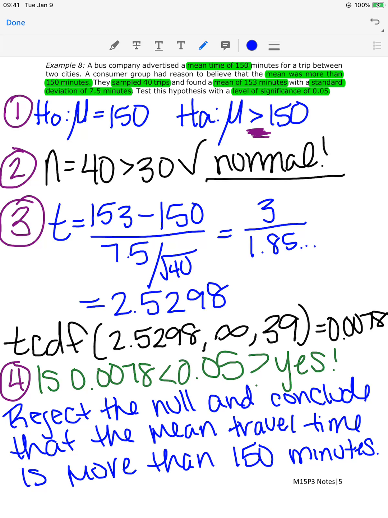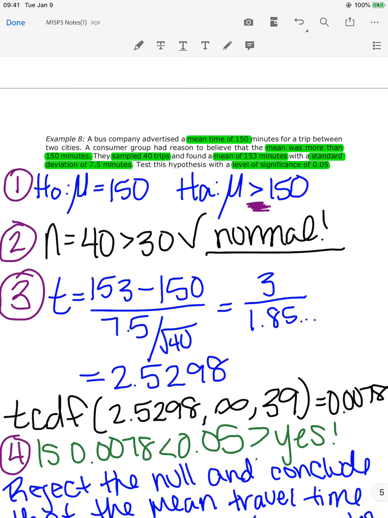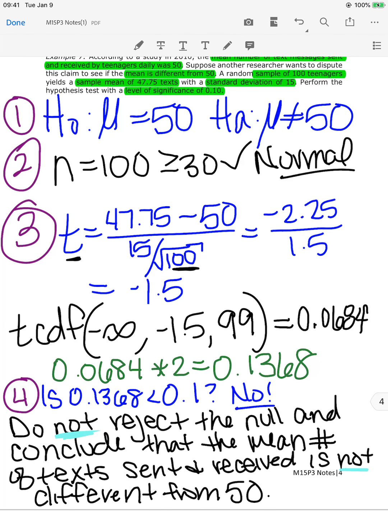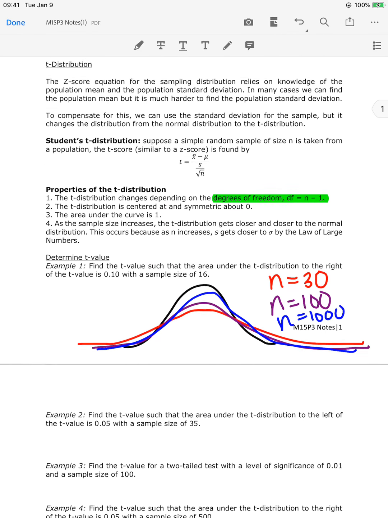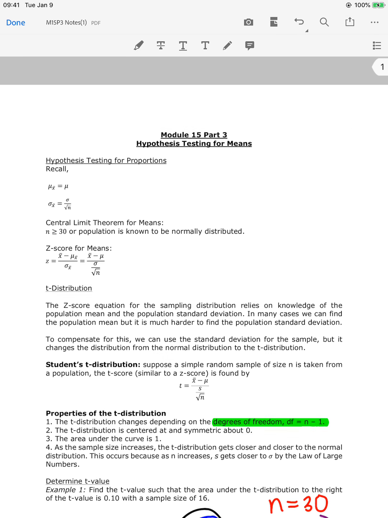So this is how you perform a hypothesis test by hand for a mean. I'm sorry. My mind just totally went blank. Hypothesis testing for a mean. So right-tailed. Woohoo! All right, try that again. Right-tailed, two-tailed, left-tailed. Looking at the t distribution.